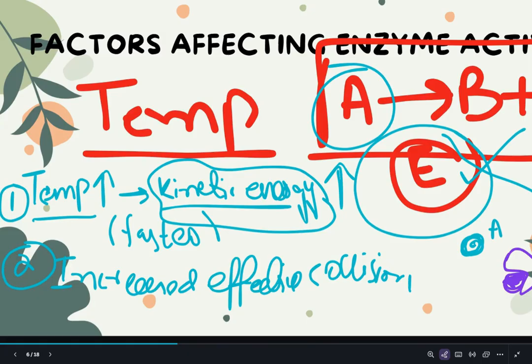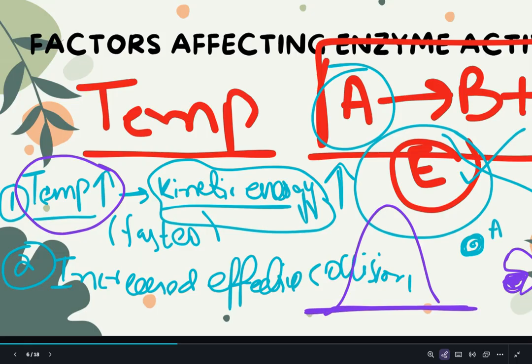But as I said, my temperature is still increasing, okay? So initially the temperature is increasing, but then comes a point when a maximum point is reached. Let's suppose this is my temperature, and then this on the y-axis is my enzyme activity, the rate of my enzyme activity.